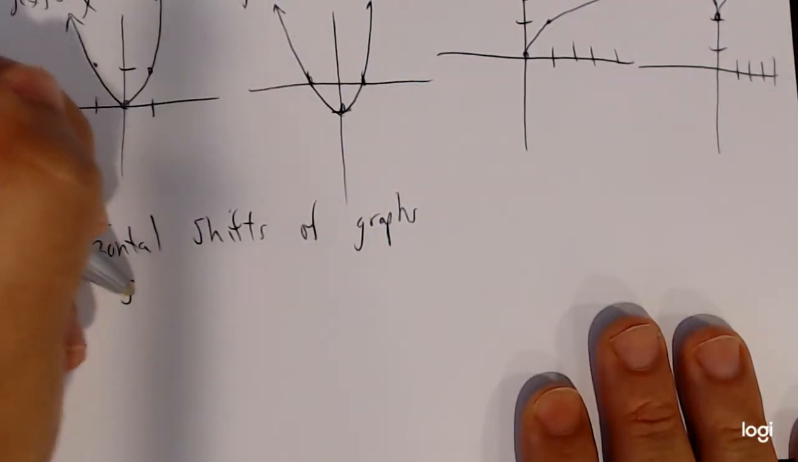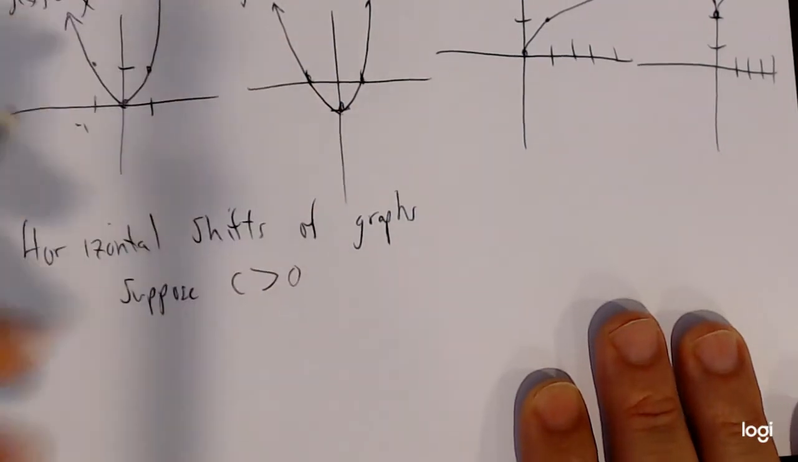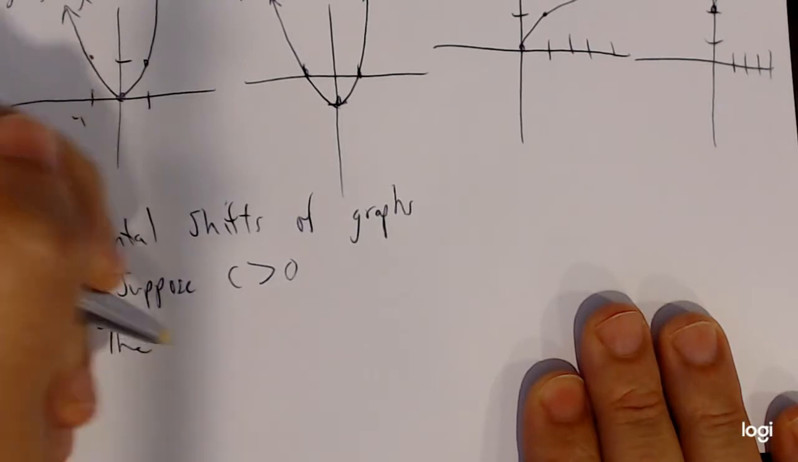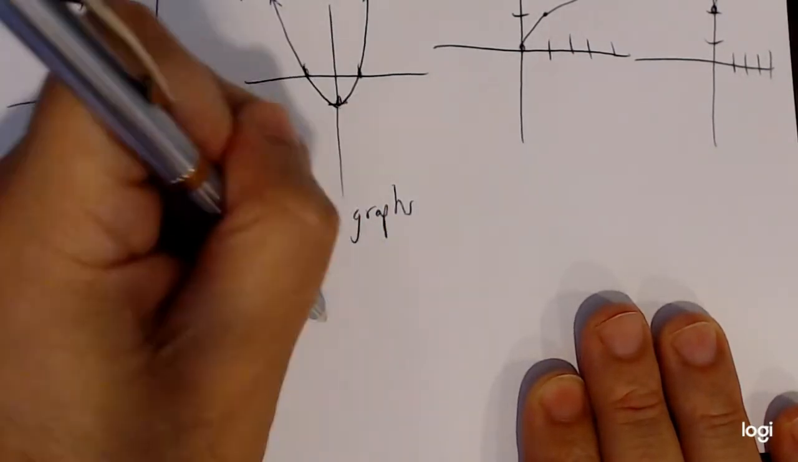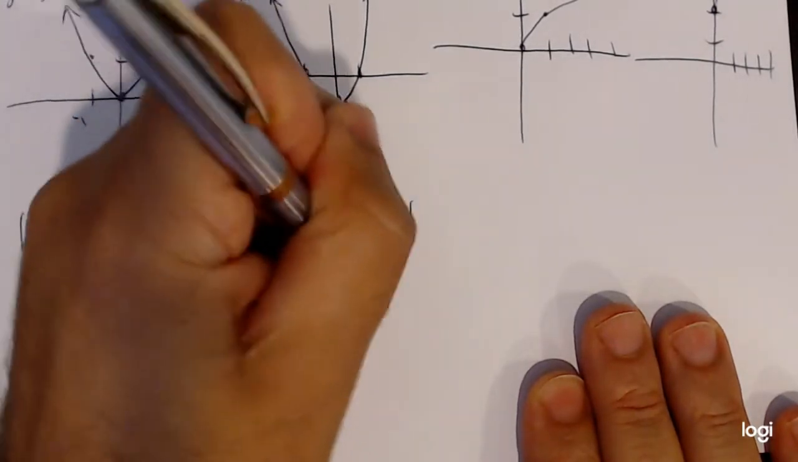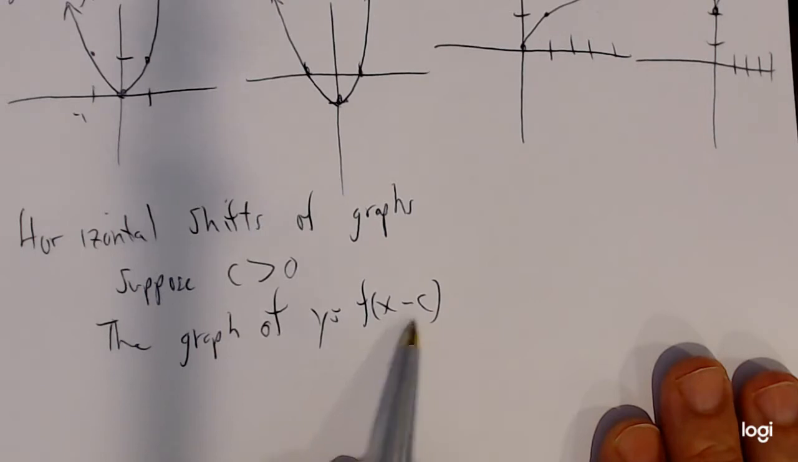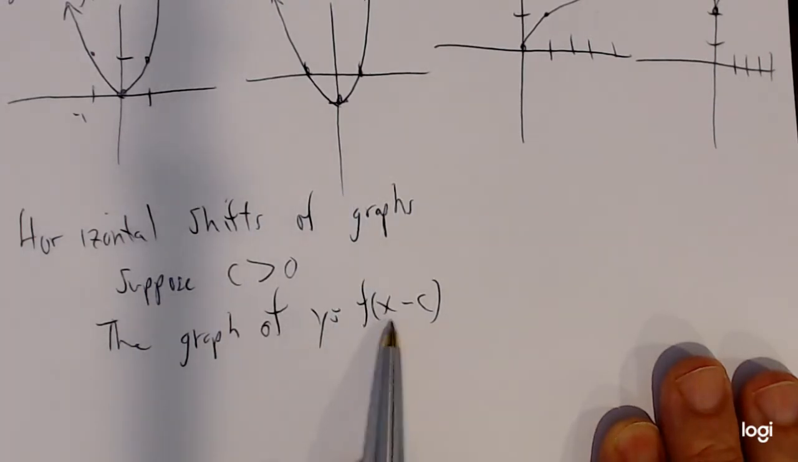So we're going to say suppose c is greater than 0. So once again, we're going to talk about that. So then the graph of y equals f of x minus c. Remember, notice how we're moving things left and right. How come? Because now this c is attached with the x.